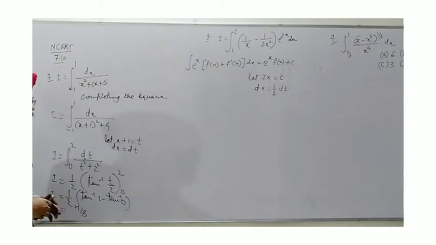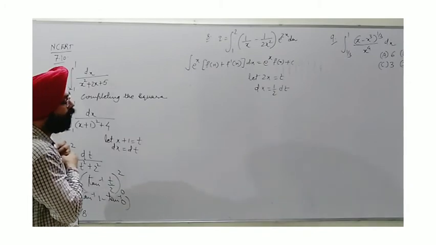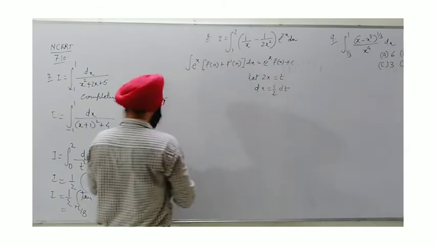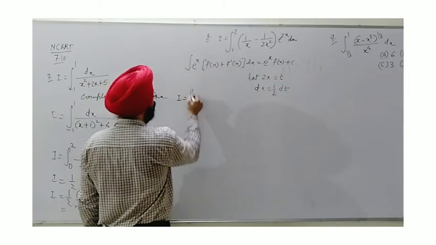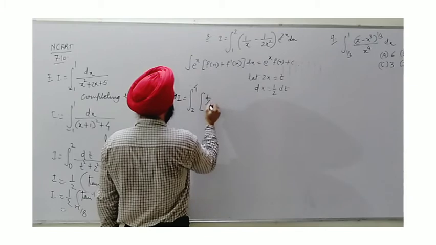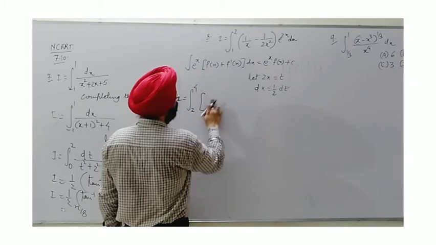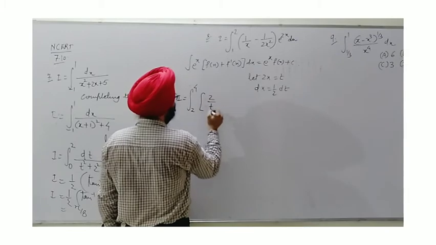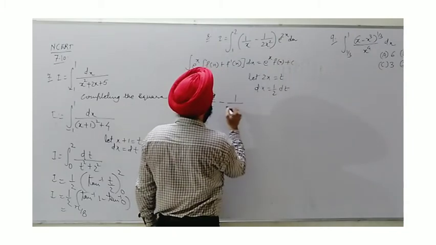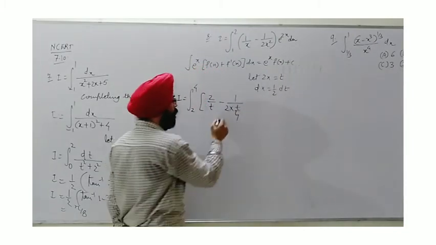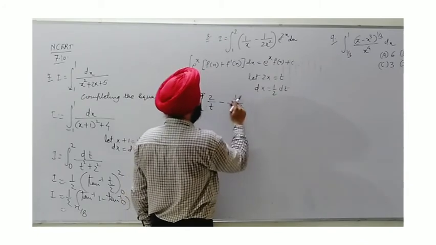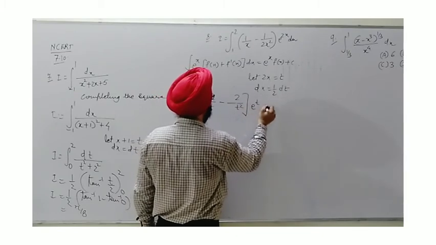Now we need to change the limits accordingly. When I take 1, this will become 2, and 2 times 2 is 4. So the new limits are 2 to 4. In place of x we need to put t by 2. So 1 upon x directly we can say is 2 by t. Minus, here also if I replace x by t by 2, we get 1 upon 2 into t by 4. And this is square, so with cancellation we can write finally this as 2 upon t square, e raised to the power t dt.